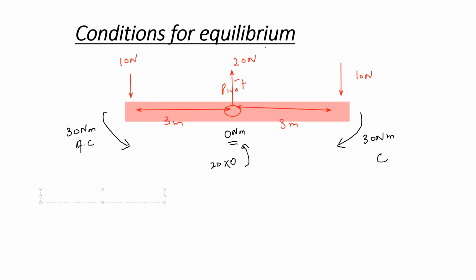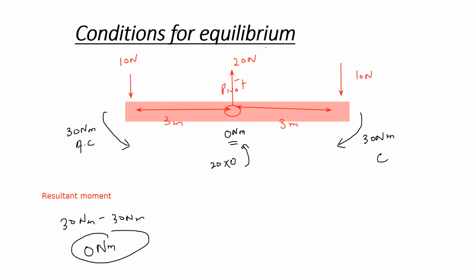So what we do, first we calculate the resultant moment. So what is the resultant moment? 30 newton anti-clockwise, 30 newton clockwise, and this one is 0, so we don't have to use it at all. So the resultant moment will be 0 newton meter.